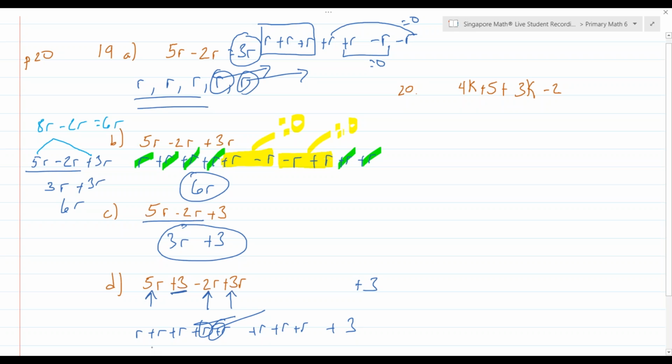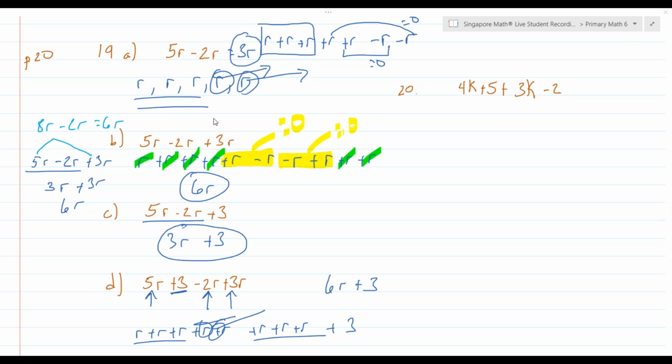So all together, you can see I did the order they had. I drew 5, I took 2 away, I put 3 more down. That gives me 6r plus 3. I don't have 9r, right? The 3 is just kind of by itself. I have 6r plus 3.